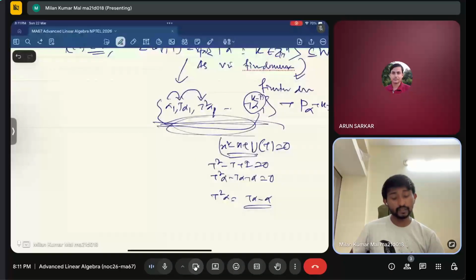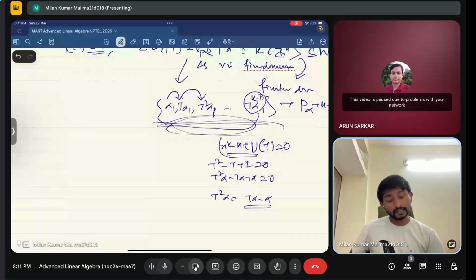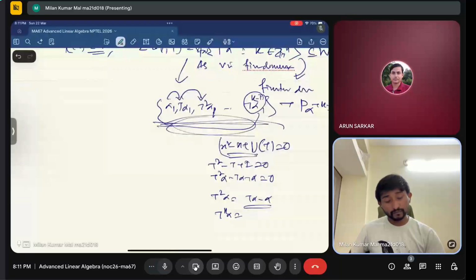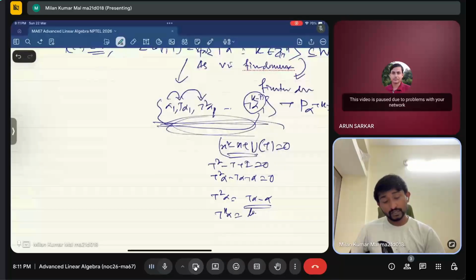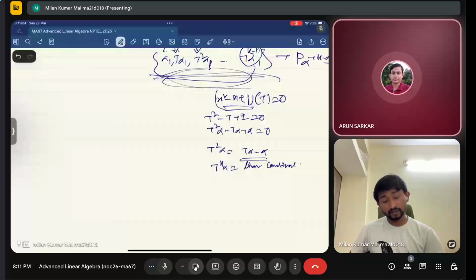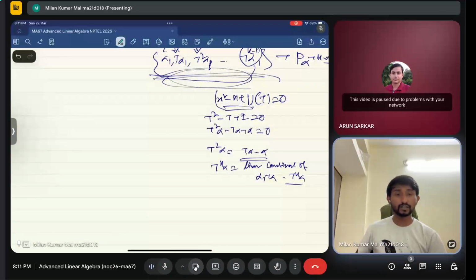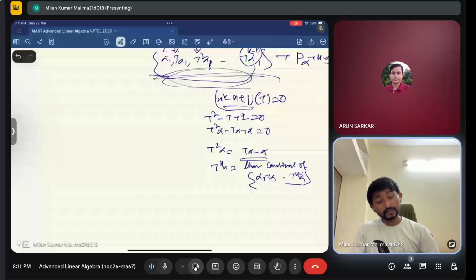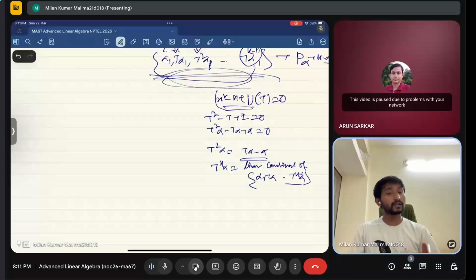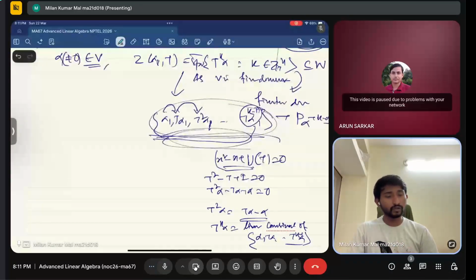This is something like, T to the power k alpha can be written as a linear combination of alpha, T alpha, up to T to the power k minus 1 alpha. That is what it is. So that means this space, and any bigger power, can again be written, we can drop down to this space. So that is an invariant subspace, right?